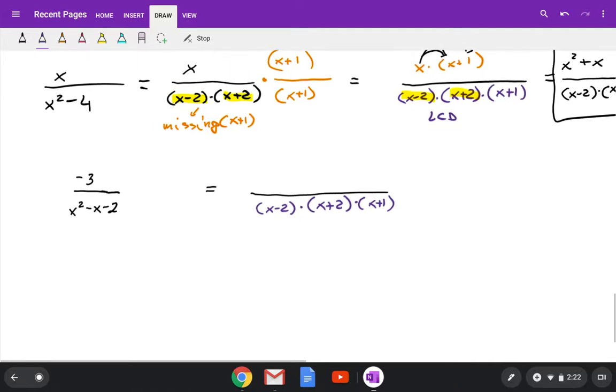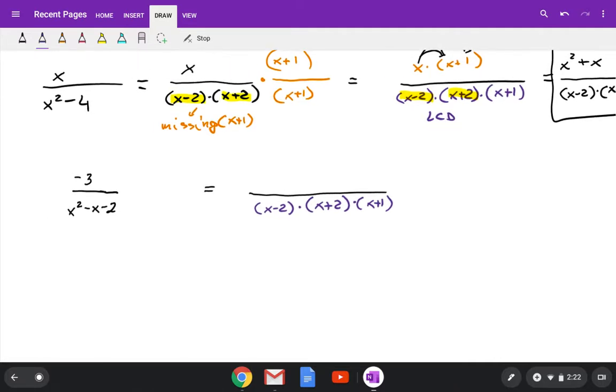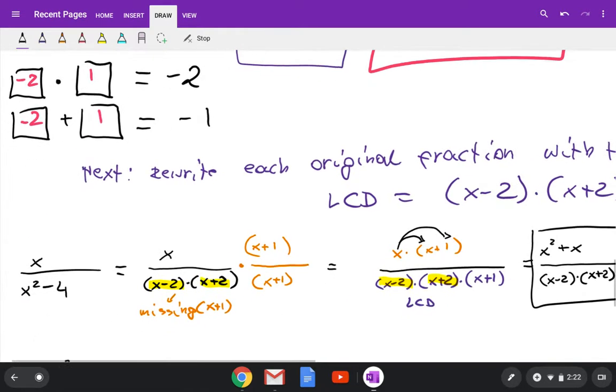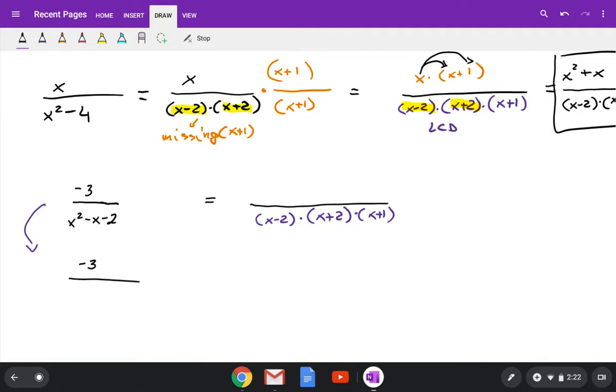So to see that better, you want to rewrite this denominator. Let's just rewrite that using the factors so we can see which factor we're missing. So let's just redo it. Negative 3 over x squared minus x minus 2. We factor that. X squared minus x minus 2 is the same as x minus 2 times x plus 1. So again, they are equivalent.